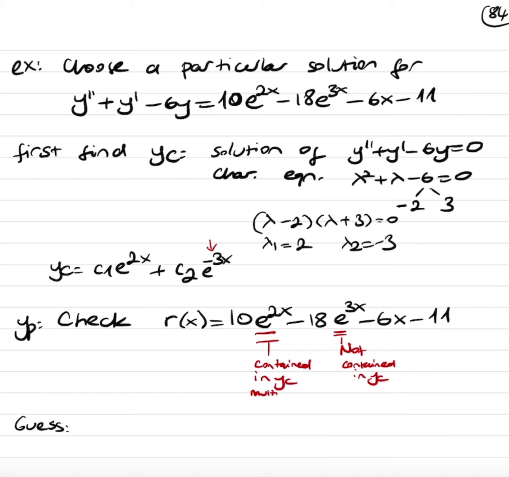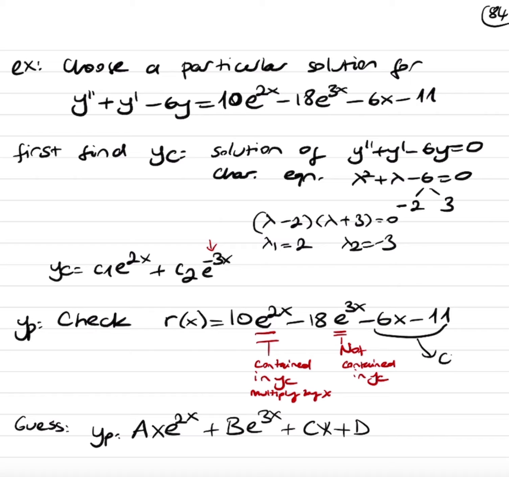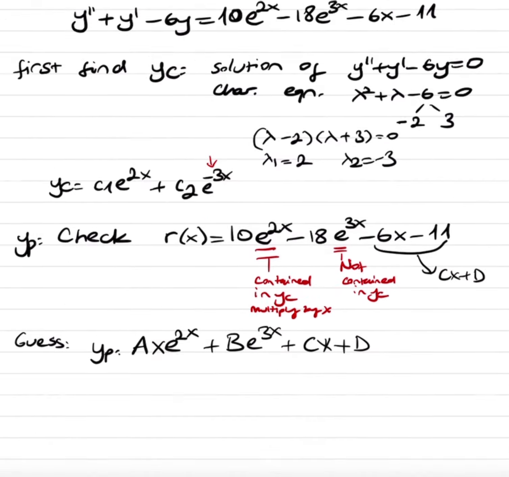So multiply by x. Don't forget to multiply by x. So it is a times x e to the power 2x, because it is contained in y complementary, plus b times e to the power 3x, plus for 6x minus 11 we will take cx plus d. And now, it is an exercise.